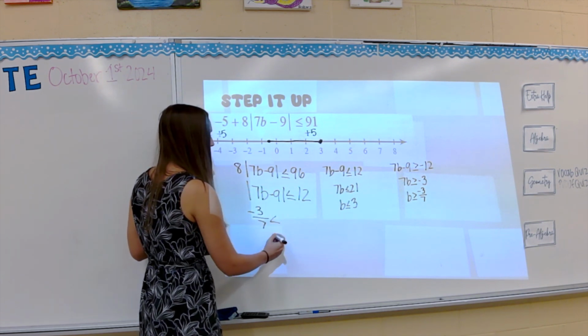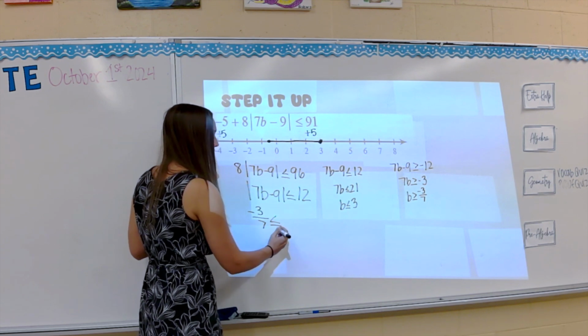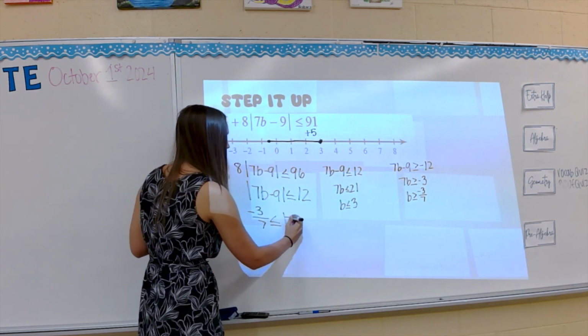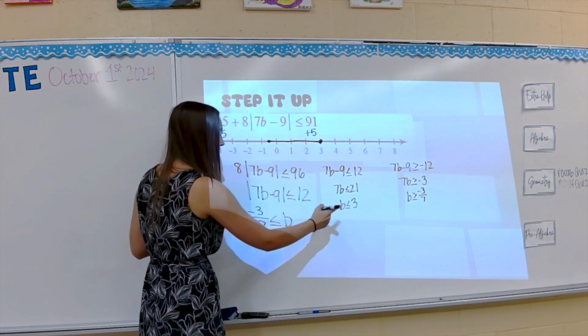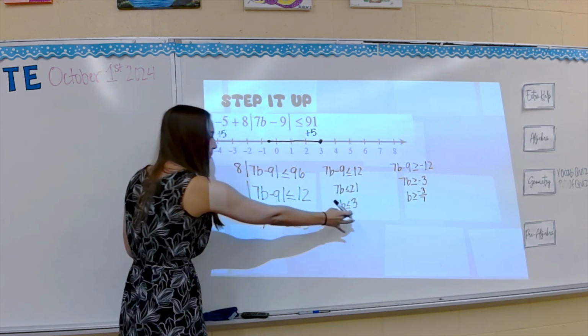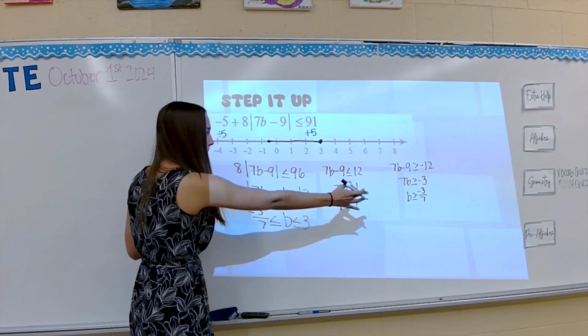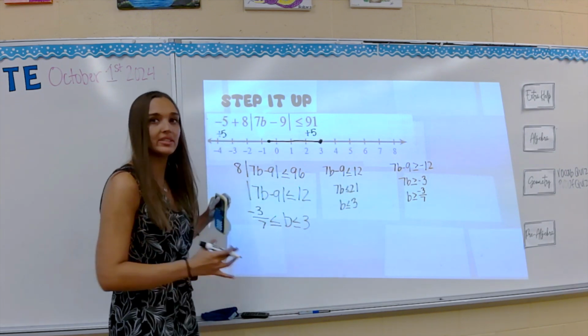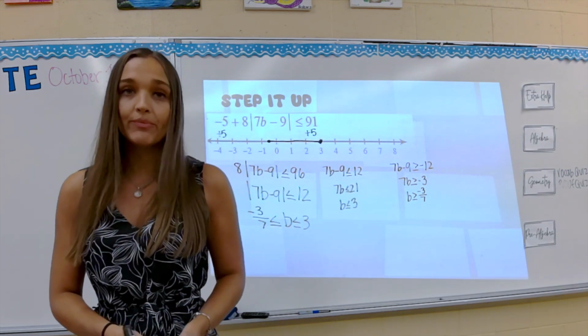We do the symbol this way. It's less than or equal to. We're going to say b is greater than or equal to negative 3/7, and then b is less than or equal to 3. Which, if we look, b is less than or equal to 3 is here. B is greater than or equal to negative 3/7 is here. So we are good to go.